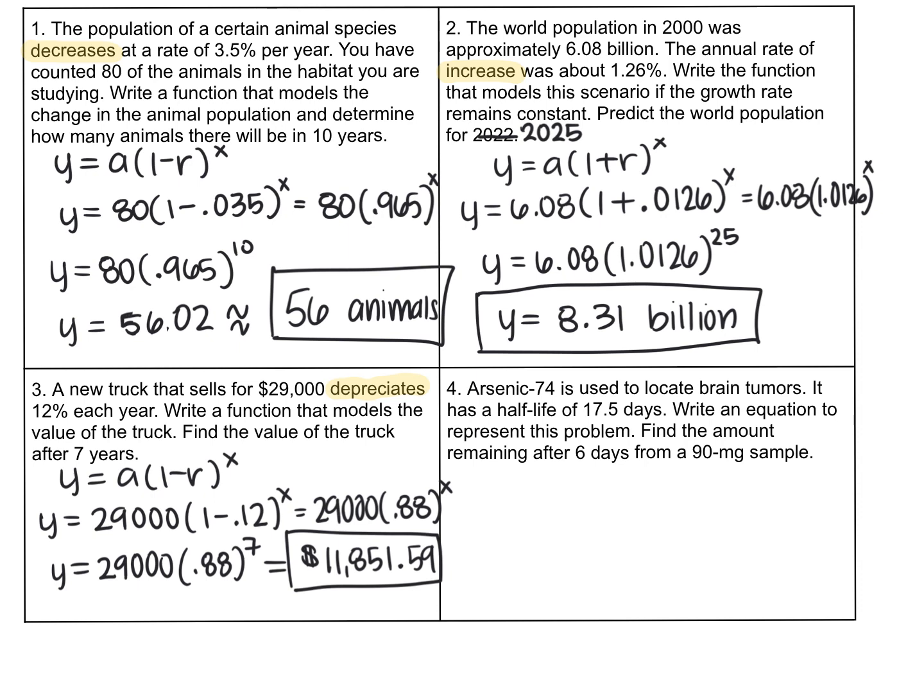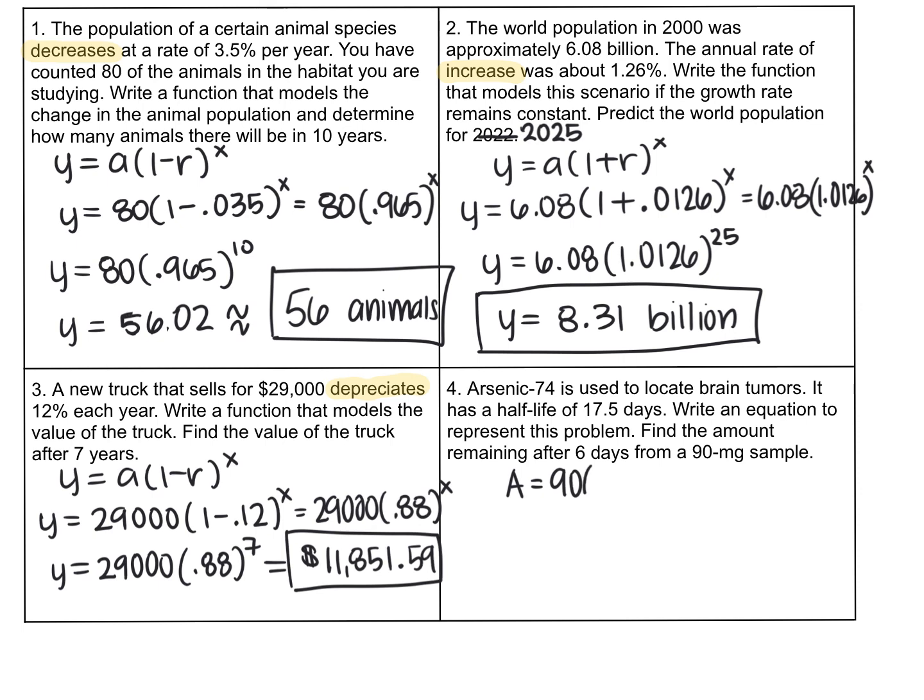Now we're going to look at a half-life example. So we have that arsenic 74 is used to locate brain tumors. It has a half-life of 17.5 days. Write an equation to represent this problem, and then we're going to find the amount remaining after 6 days from a 90 milligram sample.